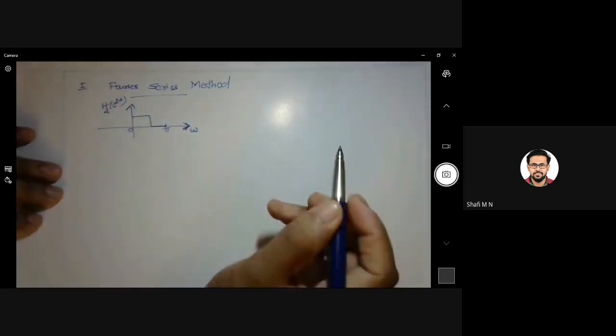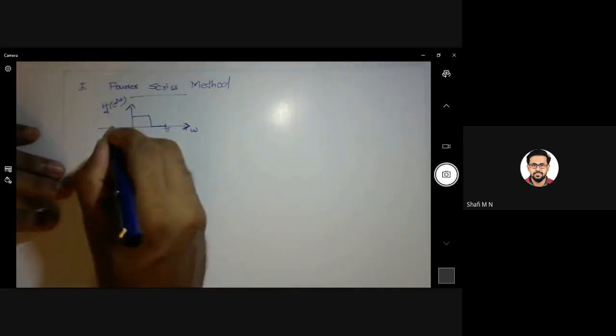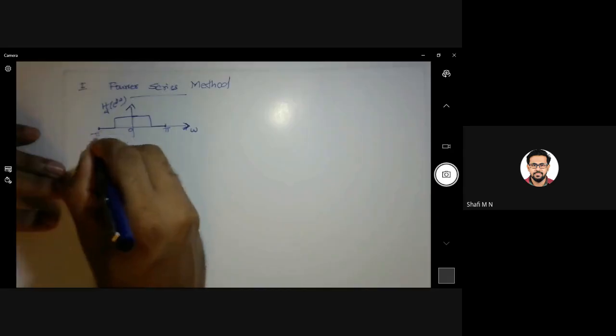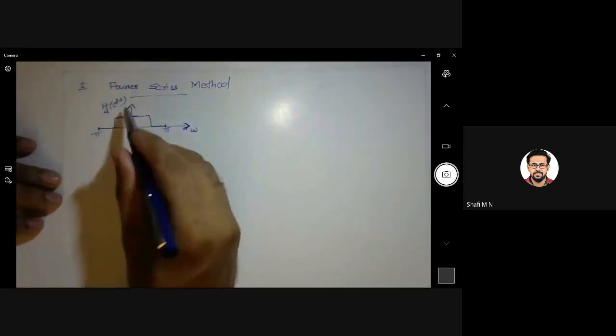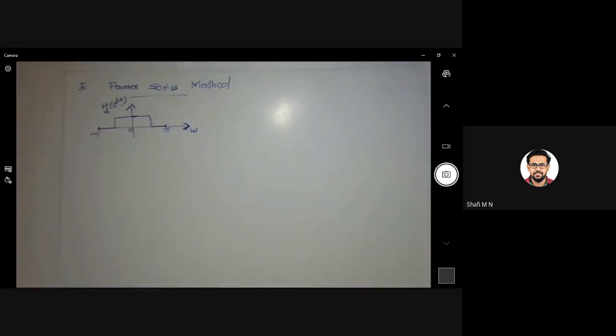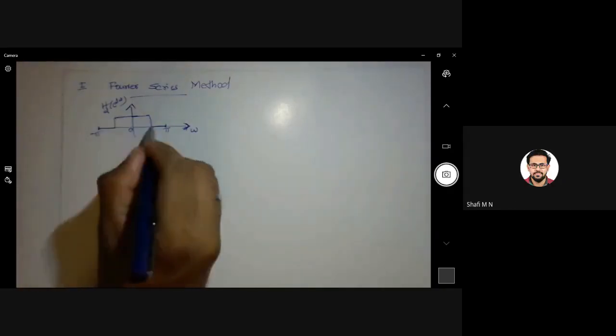Normalize 0 to pi. So what filter is this? This is minus pi to pi response. What kind of filter is this? Low pass, high pass, band stop? What kind of filter is this? Band pass. Band pass by shape, right?